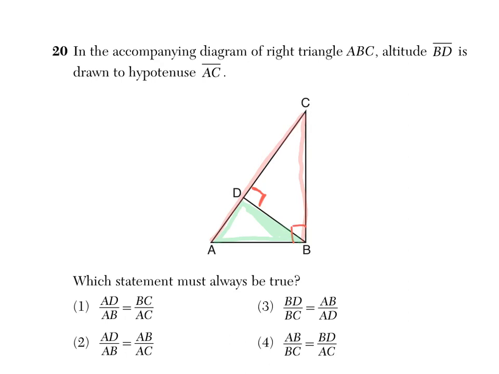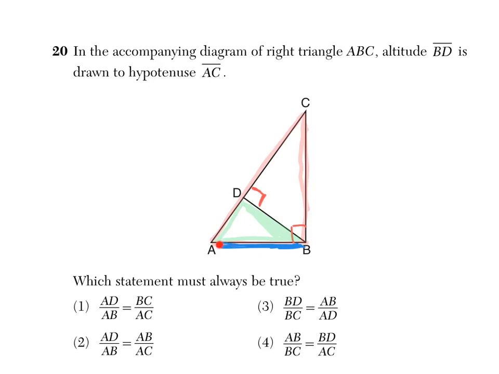Does the small green triangle share a side with the big red one? It sure does. They both share this blue side right here. They both share AB. So what we're going to want to do is look for an instance in which AB is featured twice in these 4 proportions.